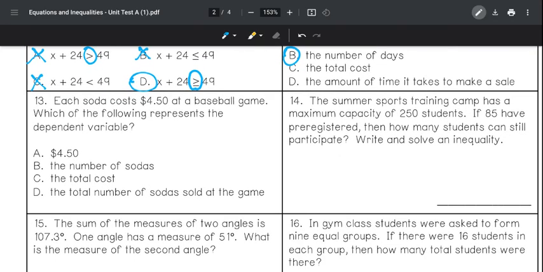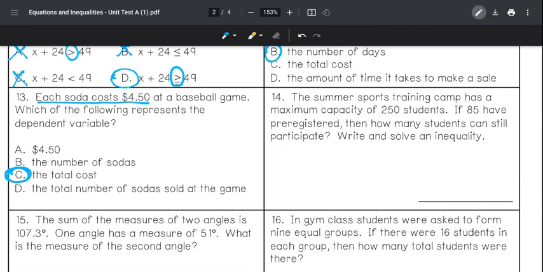13, each soda costs $4.50 at a baseball game. Which of the following represents the dependent variable? So you're in control of how many sodas you buy. And based on what you're in control of, how many sodas you choose, it affects our final answer, the dependent variable, which is going to be our total cost. Your choices result in how much money you have to spend. C.